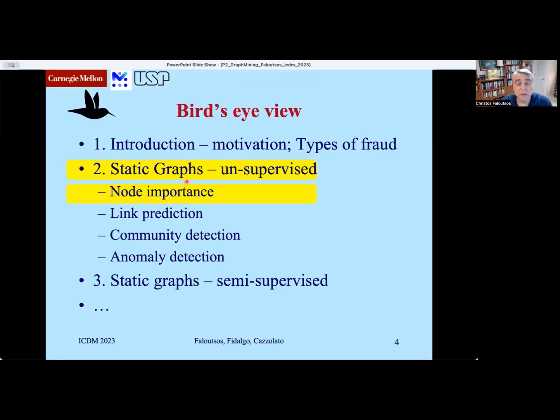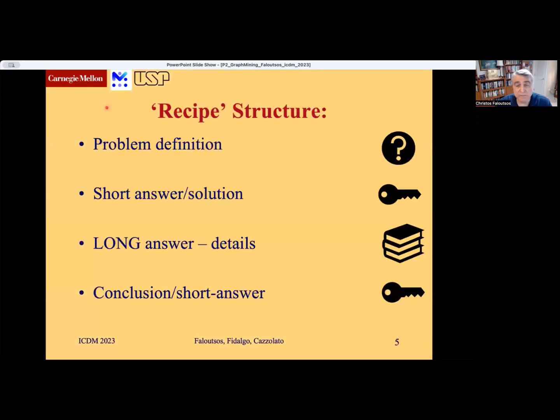So let's start with static graphs unsupervised, blue background, and the bird stands for bird's eye view. So we'll see the problem of node importance. As we mentioned earlier, we'll follow a recipe structure. So for every problem, we'll have the problem definition with a question mark, and the background will be orange. Then we'll give the short answer with an icon of a key. Then we'll go over the details that you may want to skip on a first pass, and then we'll repeat the solution again at the end.